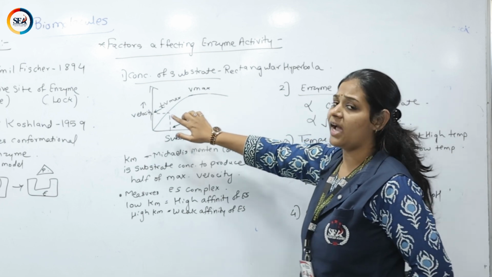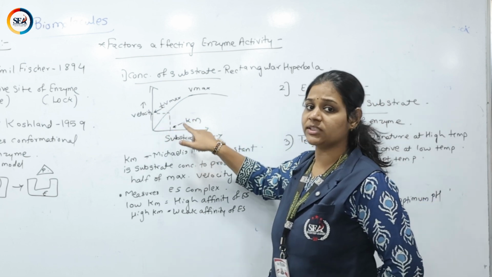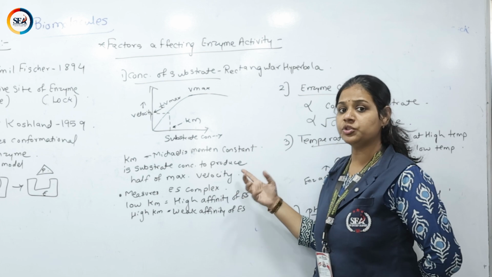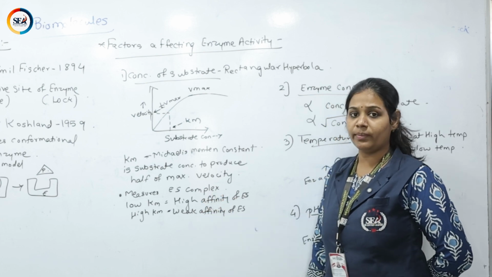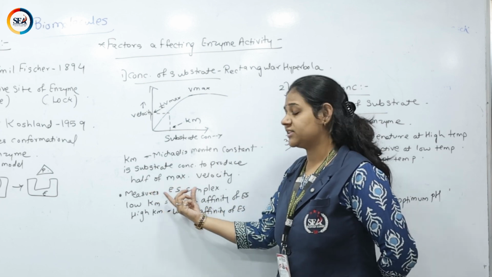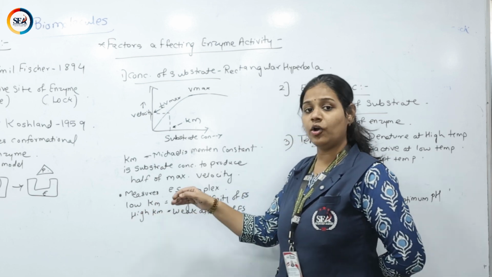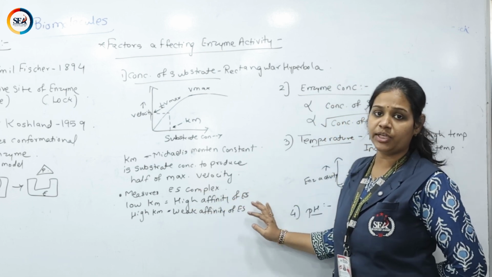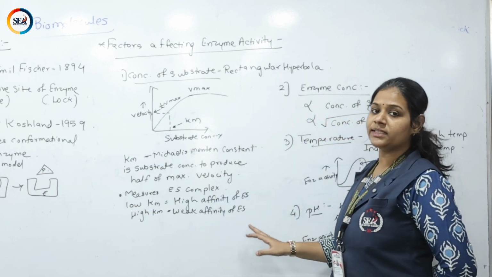Half Vmax means half of the maximum velocity, and the substrate concentration found at half Vmax is called Km, the Michaelis Menten constant. It is the substrate concentration required to produce half of the maximum velocity. It is a measure of the enzyme substrate complex. What does the Km value give? Km value gives the measure of affinity between the enzyme and substrate. Low Km values suggest that the enzyme substrate complex has high affinity for each other. High Km values suggest weak affinity between the enzyme and substrate.